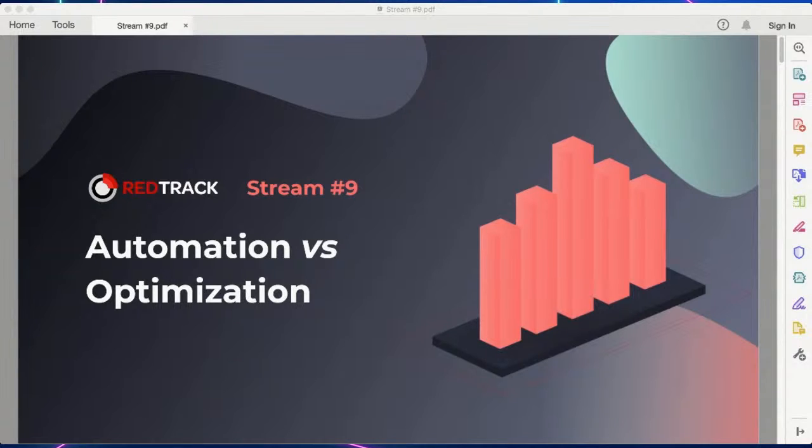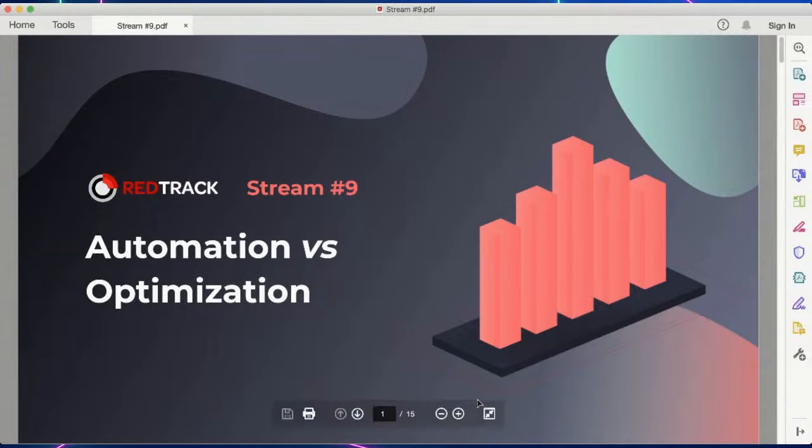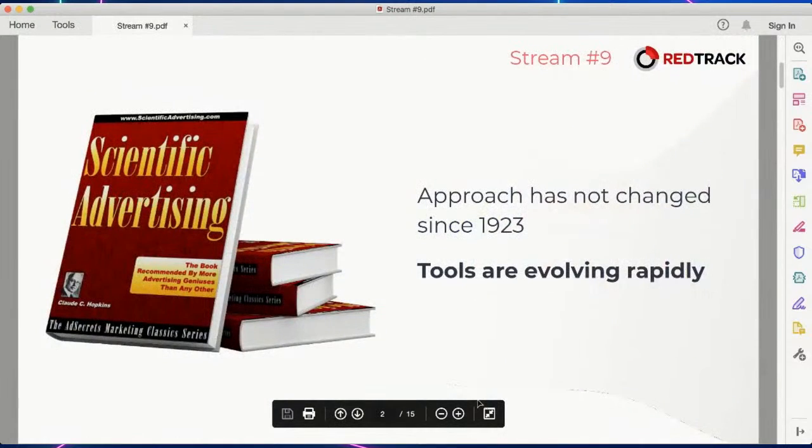Great, let's proceed with the topic. So automation versus optimization. Why are we talking about this? Because there is a very basic truth about doing digital marketing campaigns. And the amazing fact about this truth is that in just 3 years from now, the book where it was described for the first time will be 100 years old.